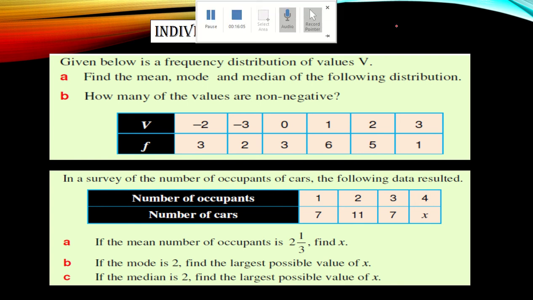This is all about mean, median, and mode, one of the measures of central tendency.